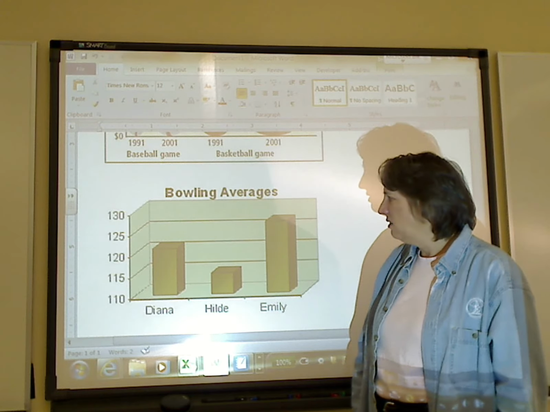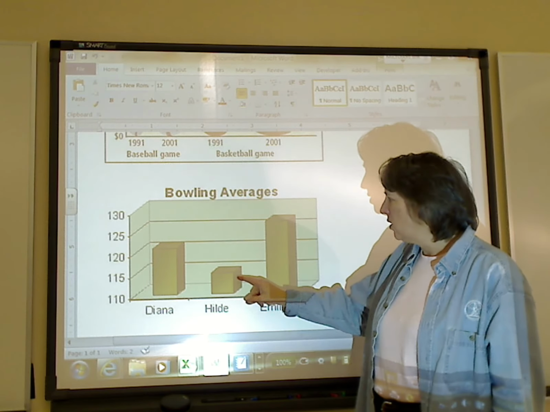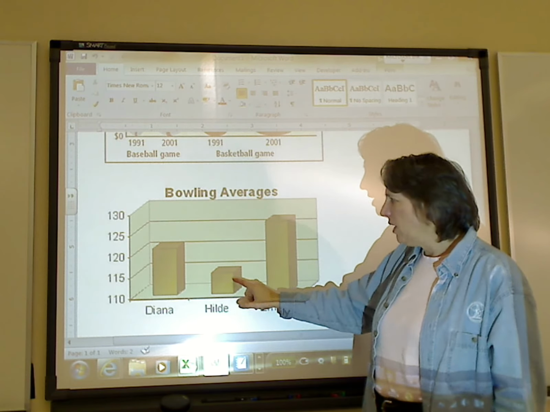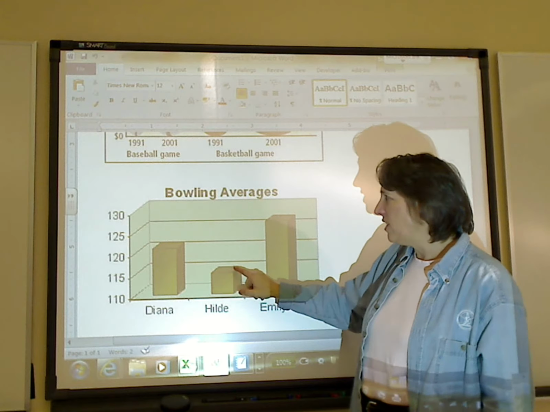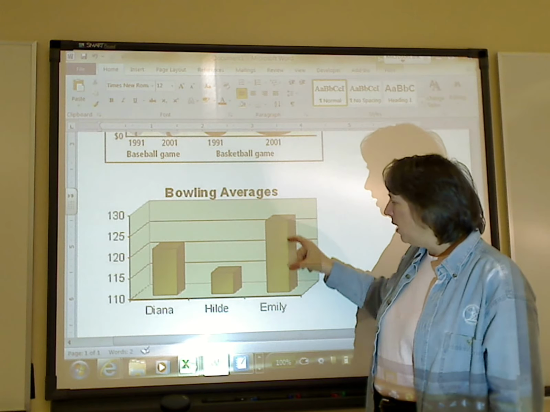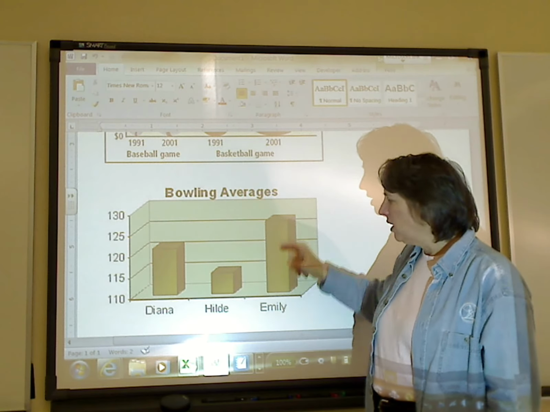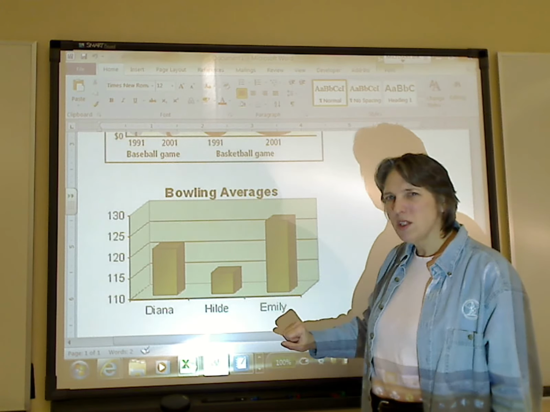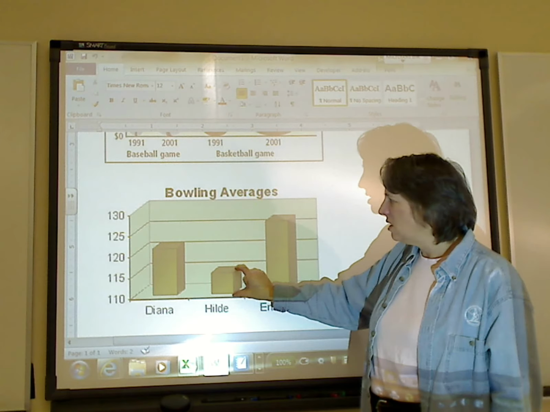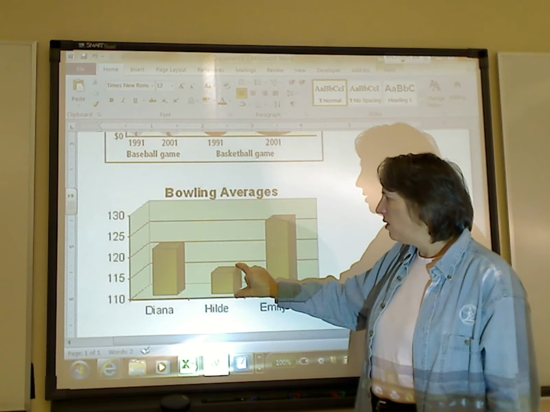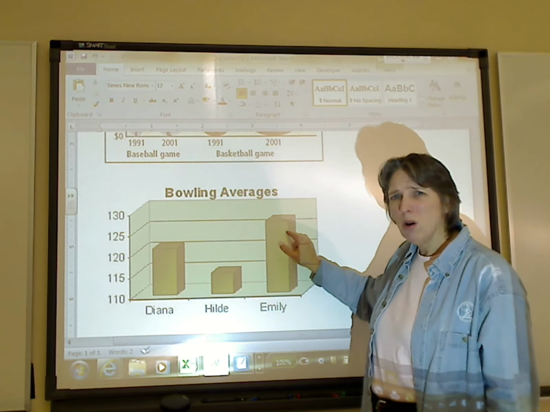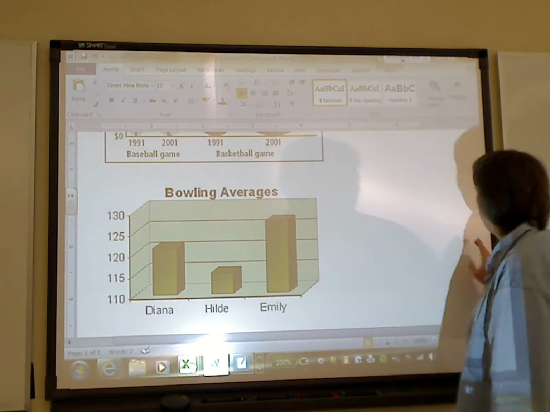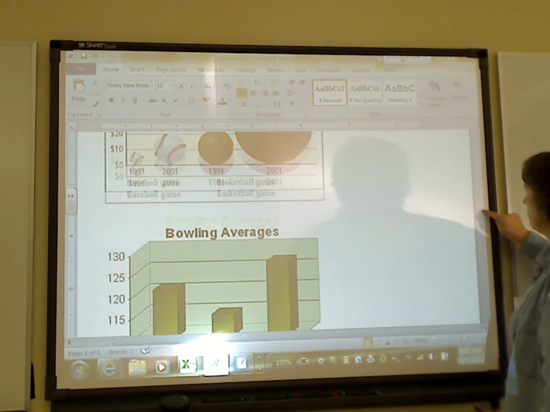And this looks like it's 3 times as much as Hildy, but Hildy's almost at 115, and this would imply that Emily is 3 times better than Hildy's average, but she's not, because this is at just about 115. Now she is a better bowler, but not that much better. So do you see how that works? Okay, so let's see if I can get this.